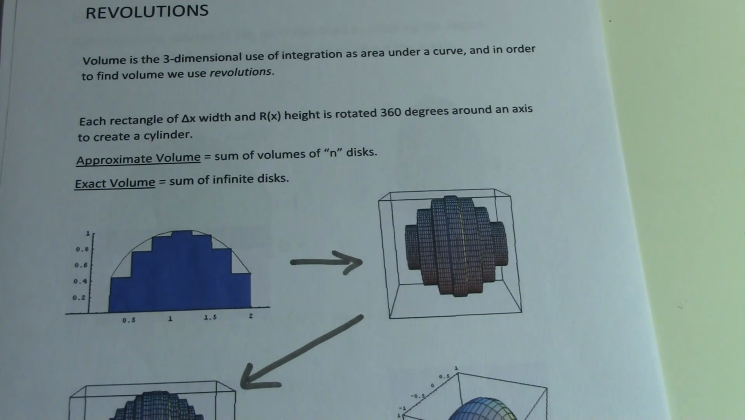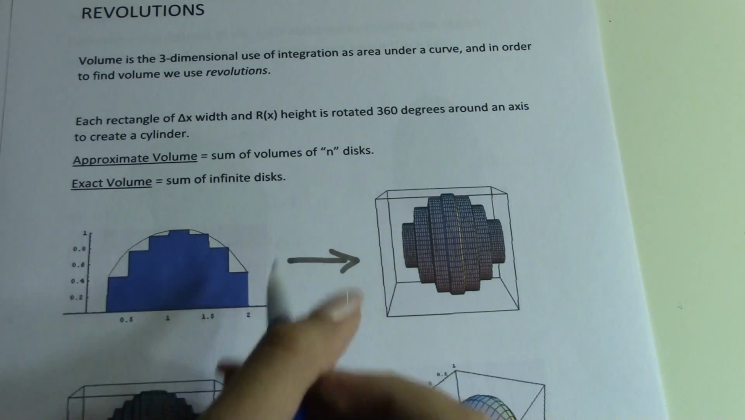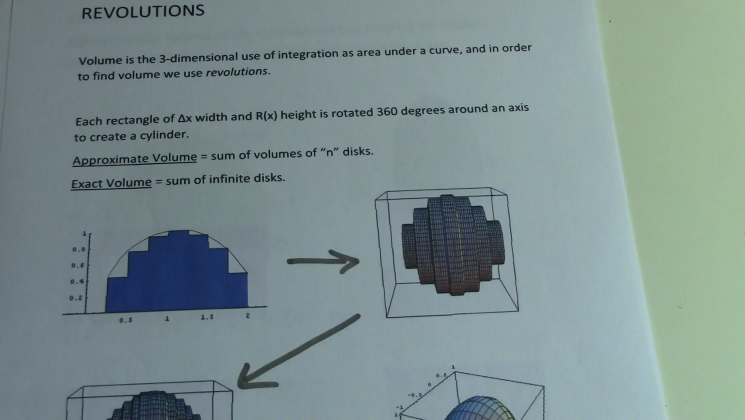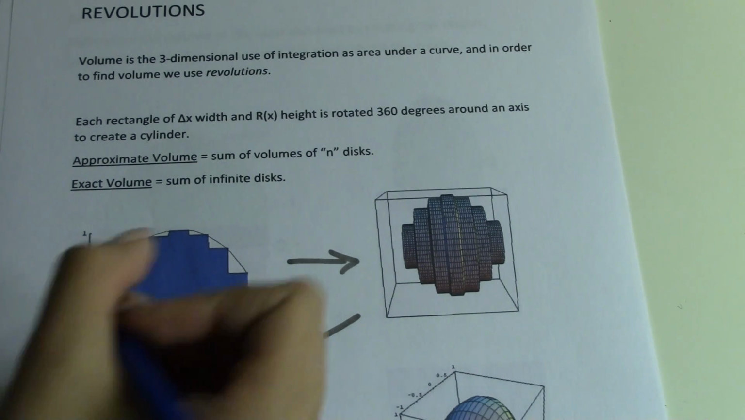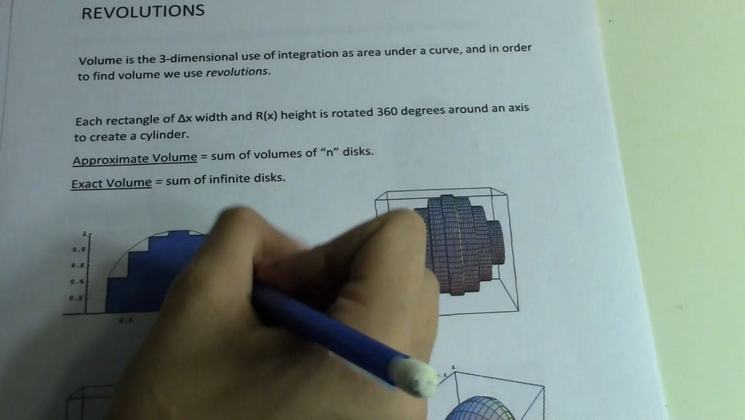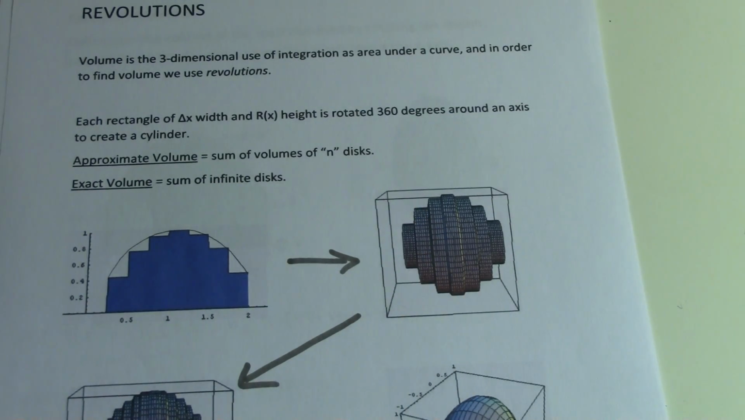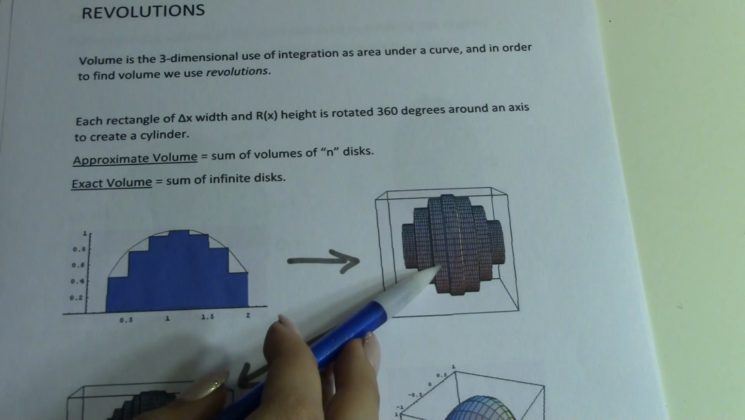Hello everyone! Today we're going to be learning how to solve revolution problems. And so basically revolutions are used to solve for volume, which is the three-dimensional use of integration as area under a curve. So basically, the area below the curve and above the x-axis can be approximated using the rectangular approximation method. Then, if each of these rectangles is revolved around the x-axis, the second figure right here is produced.